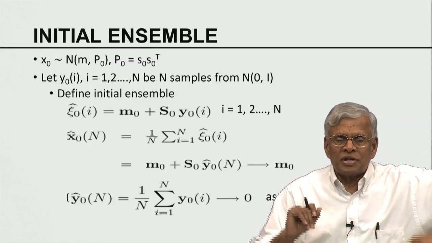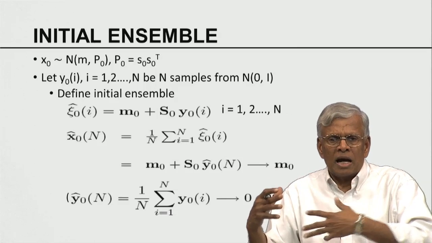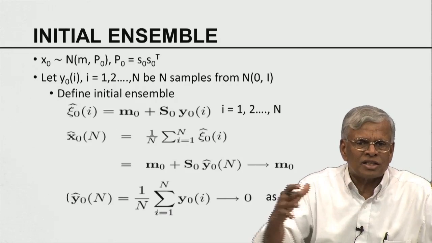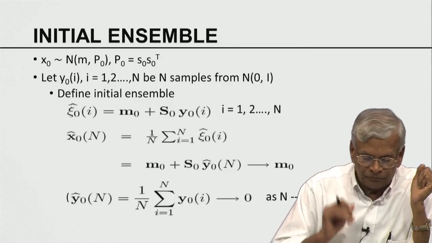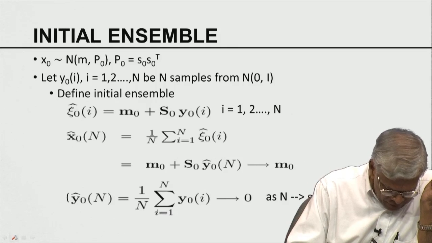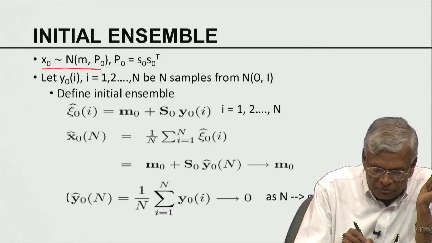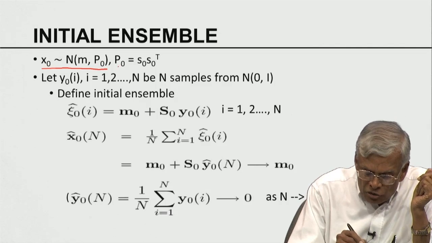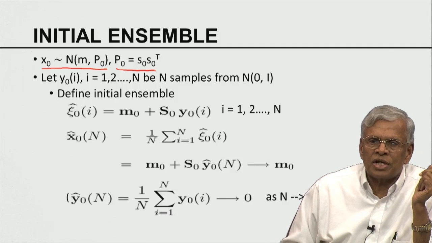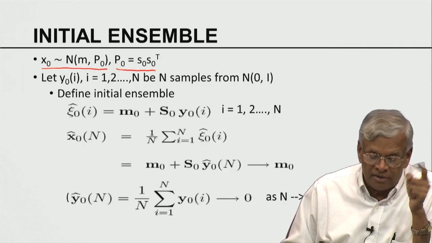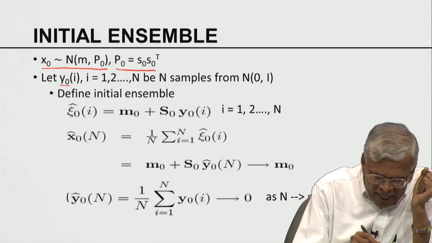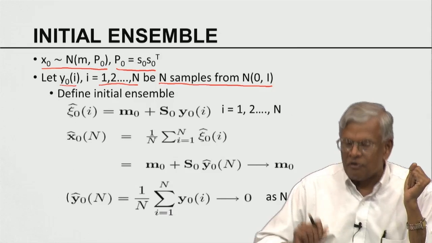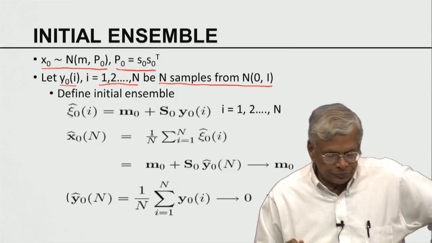So how does the ensemble method start? I have a model, I have observations, I have the underlying properties, I have the basic facts already described. So what do I need? Initially, I am given the initial distribution of x naught, which has mean m and covariance P naught. So first do a Cholesky factorization of P naught, which is S naught S naught transpose. Please remember Cholesky we have already seen. Let y naught i, i running from 1 to N, be the N samples drawn from the standard normal distribution.